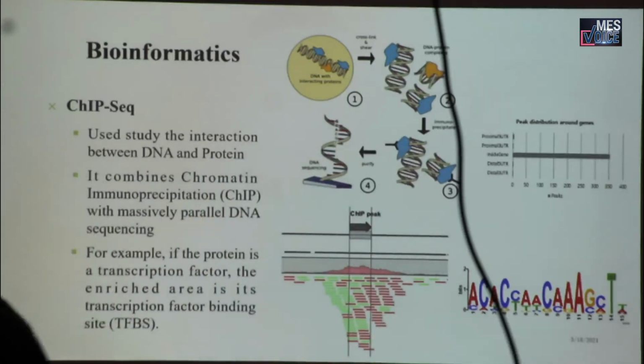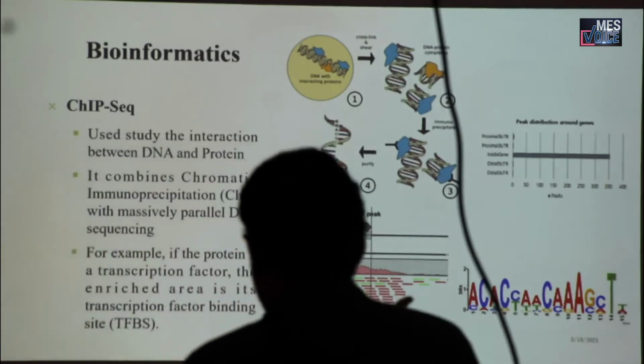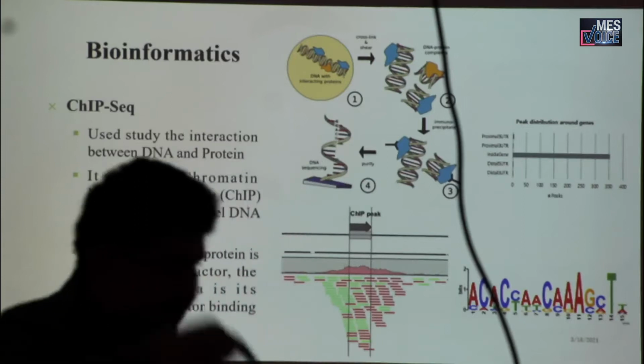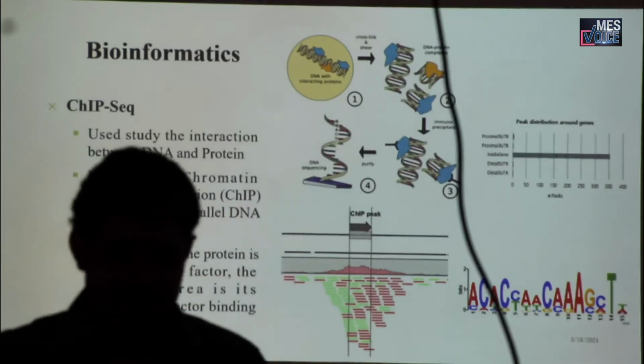Next is ChIP-seq. I am just telling you in a broad way, not going into detail. I am telling the applications of next-generation sequencing. ChIP-seq is to understand the interaction between DNA and protein. Here they take the sample and check how many reads there are. If you get a peak, you can tell that at this particular location the interaction happened. It combines chromatin immunoprecipitation with massively parallel DNA sequencing, and if you get a peak, you can tell that is the site.